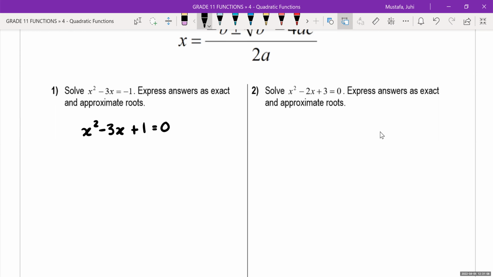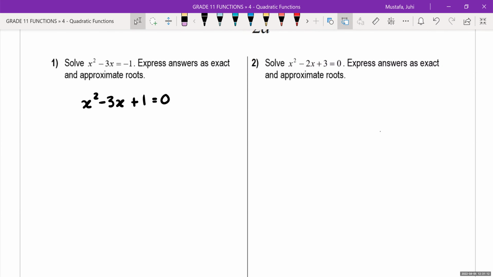Yeah, definitely. Okay, so I moved the negative one over to the other side. It's positive 1. I recognize that my a value is the value in front of the x squared, so it would be a 1. My b value is the value in front of the x, so it'll be a negative 3. And the c value is the constant, and it would be a 1.